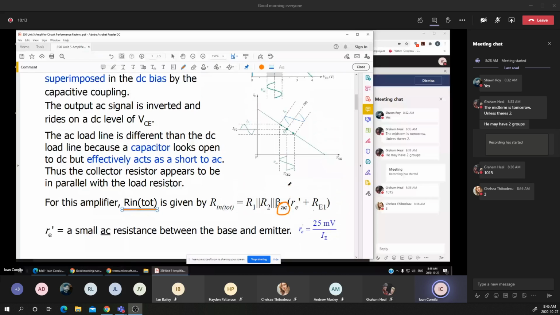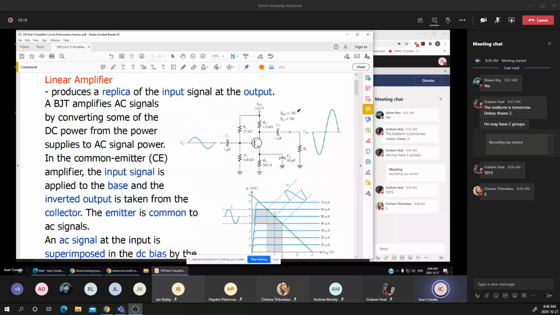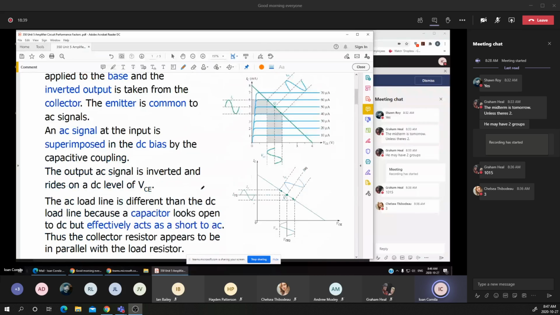And these values may be different than the DC beta. You notice that the DC beta in this circuit is 150, but in AC the beta may be changed to 160, or can be higher. Again, we'll see a bit later, and we'll discuss the purpose of having the C2 in the circuit.